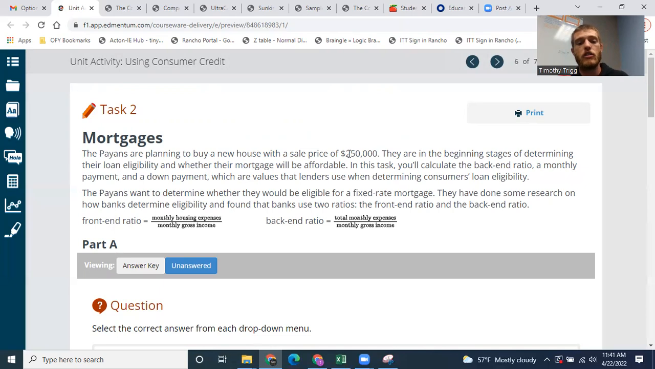They're in the beginning stages of determining their loan eligibility and whether their mortgage will be affordable. In this test, you'll calculate the back-end ratio, a monthly payment, and a down payment, which are values that lenders use when determining consumers' loan eligibility. The Pyans want to determine whether they would be eligible for a fixed rate mortgage. They have done some research on how banks determine eligibility and found that banks use 2 ratios, the front end ratio and the back end ratio.